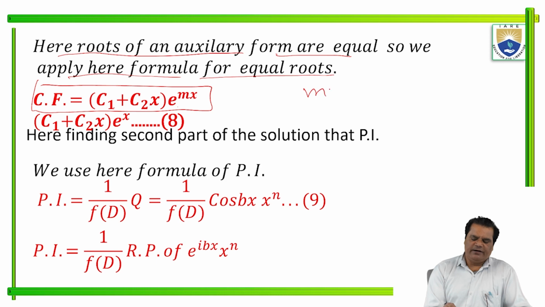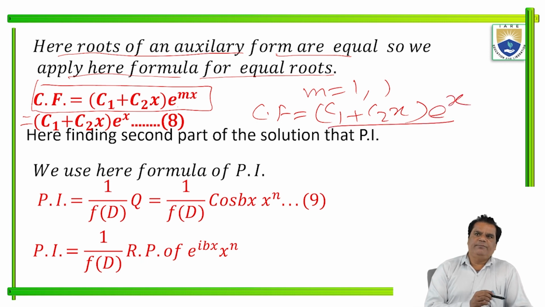Here m is the repeated root, which is 1, so writing m is 1. So CF is (C1 plus C2 x) e to the power x. This is the complementary function. So this equation number 8 is the complete complementary function of the given problem.